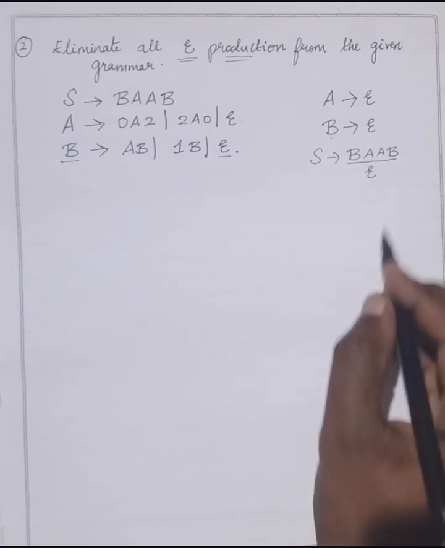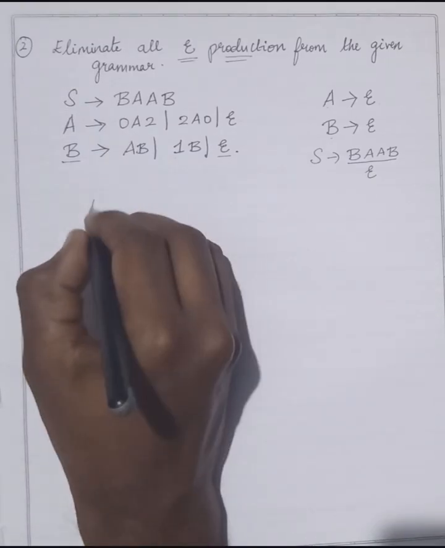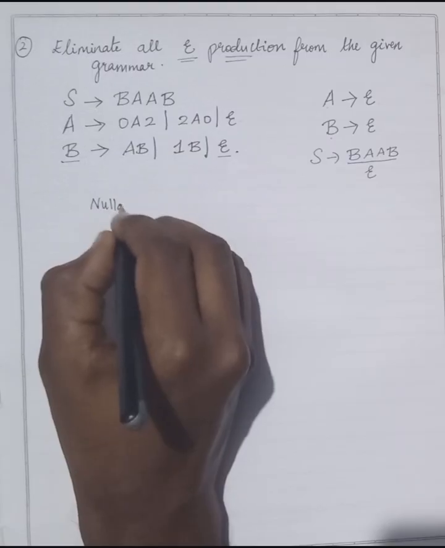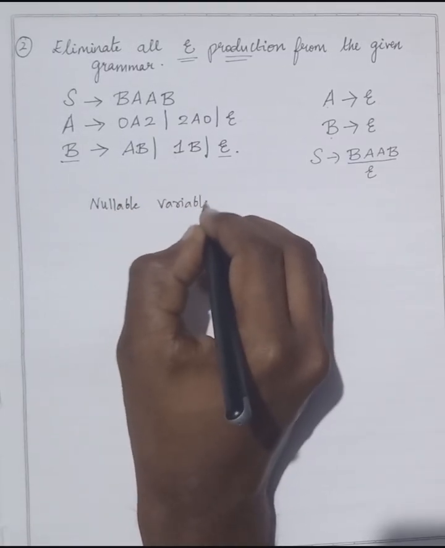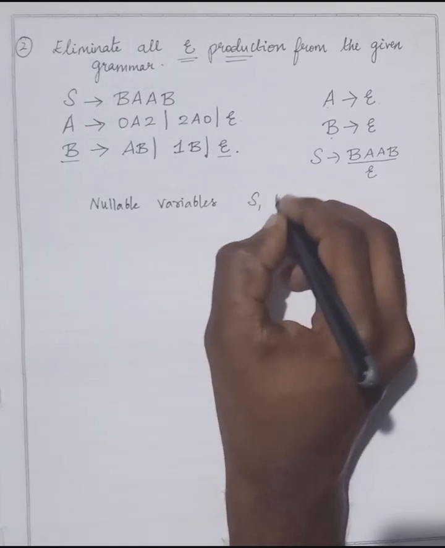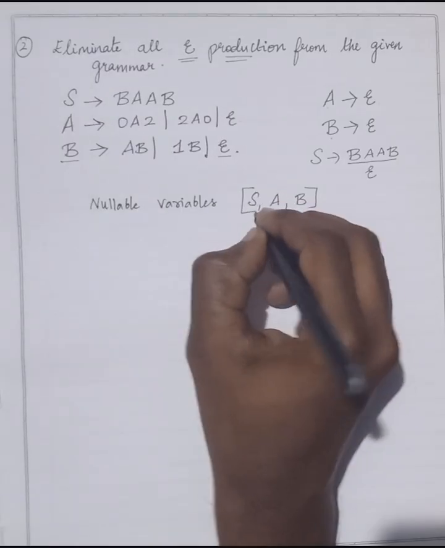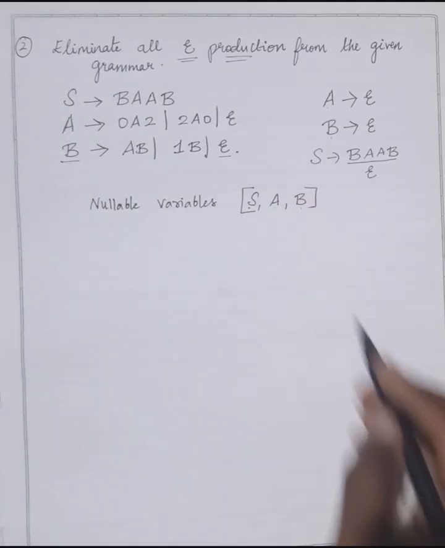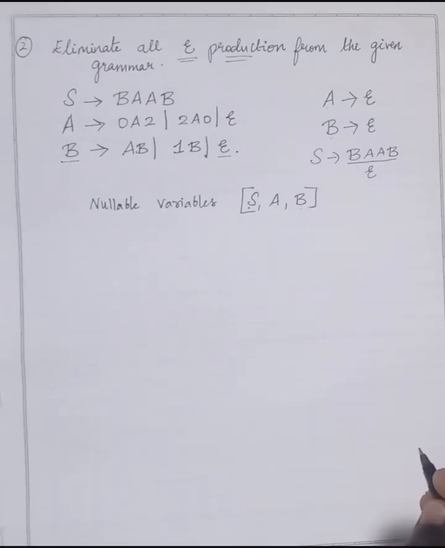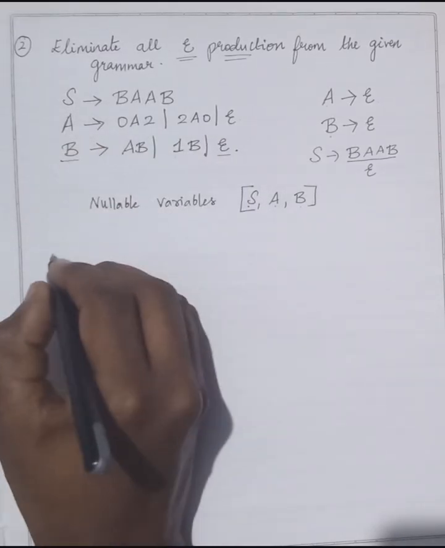So therefore, we have three epsilon variables, that is nullable variables. So the nullable variables are S, A and B. We should take the productions now one by one and try to substitute these three elements as epsilon, and derive the new productions. First, we'll take the first production.